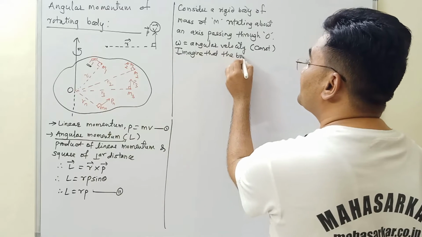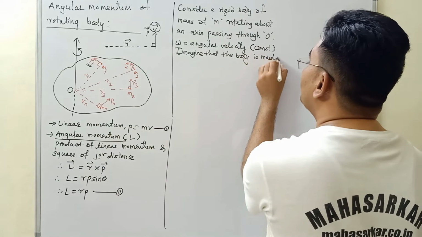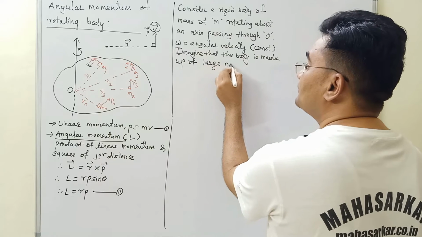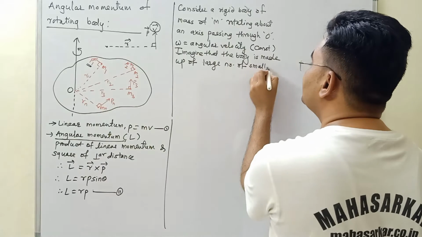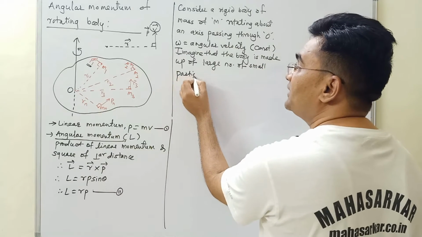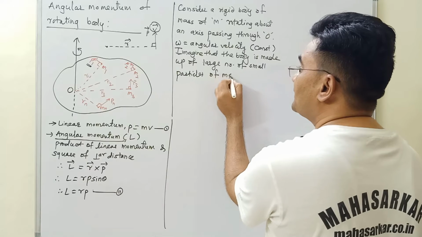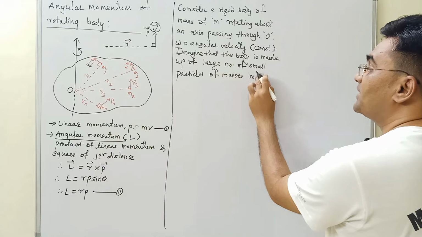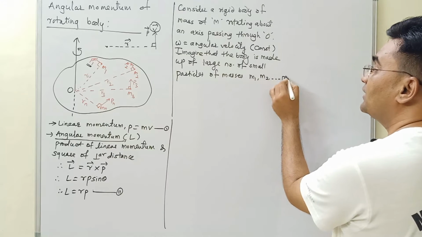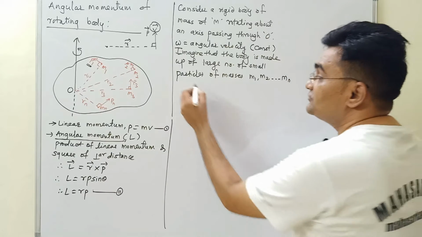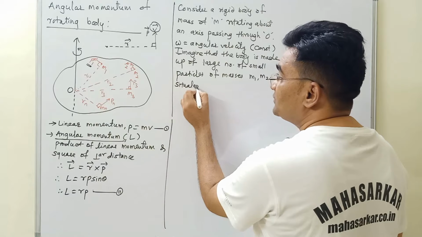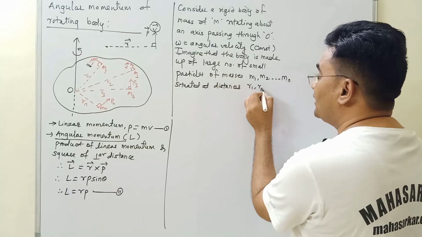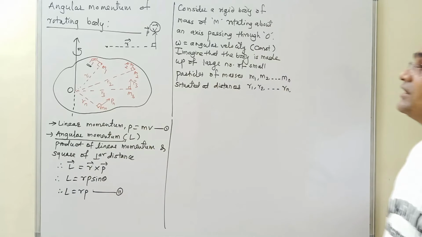Now imagine that the body is made up of a large number of small particles, like what we have studied for moment of inertia. Say the mass of the first particle is m1, that of the second is m2, and the last particle has mass mn, situated at distances r1, r2 up to rn.